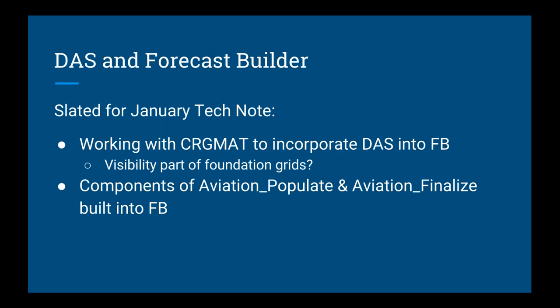Many forecasters have asked me, hey, Marcia, how do I get Digital Aviation Services to run with Forecast Builder? I see at the end of Forecast Builder, there's an option to have a checkmark to be able to run Aviation Populate and Aviation Finalize. But how do I handle the visibility? And how do I handle fog, you know, with the pot fog grid? I have a short answer for this for now, and then I'll get into what we can look forward to.